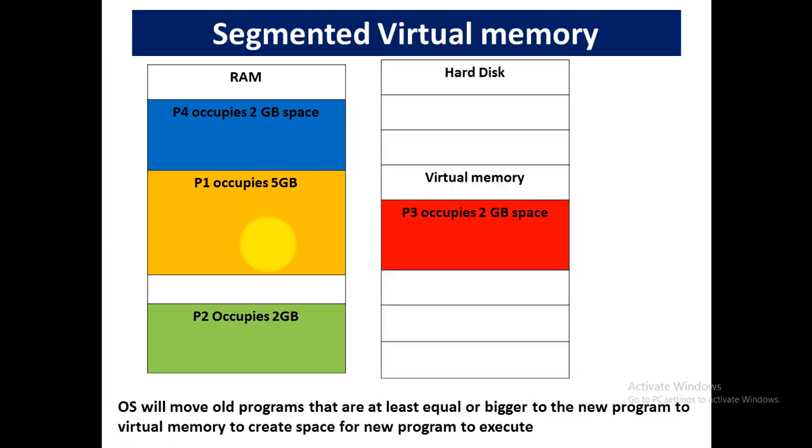As you can see, here P3 is a segment that occupies 2 GB space, but there is no space. So it will move either P1, P4 or P2 that are equal to or greater than the P3 segment that requires 2 GB space. P3 can never be sent into RAM otherwise.